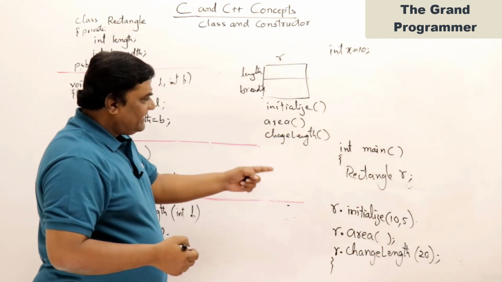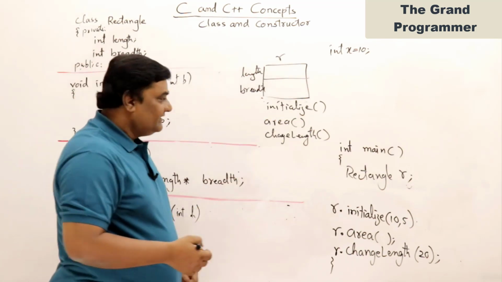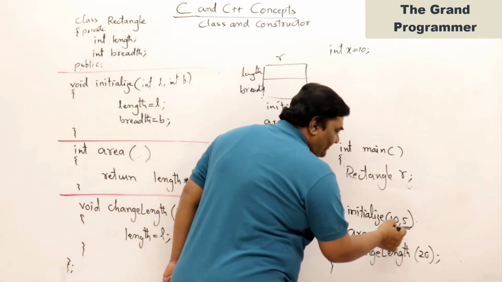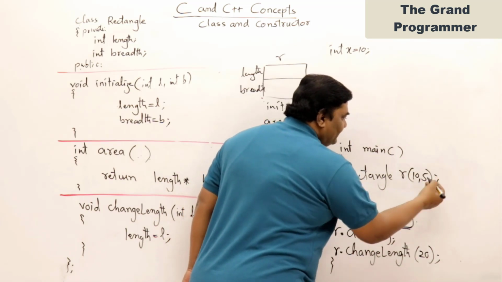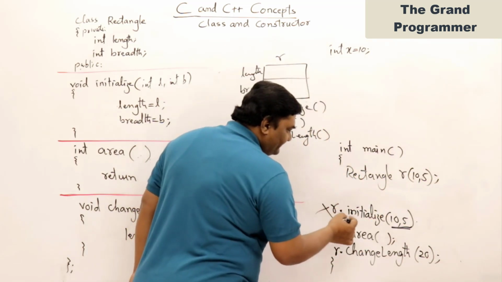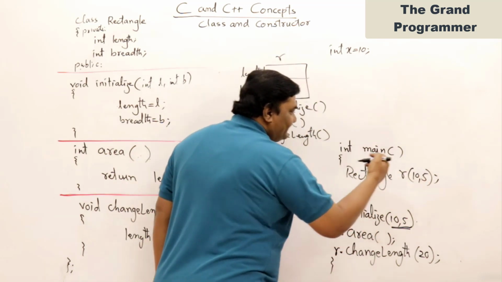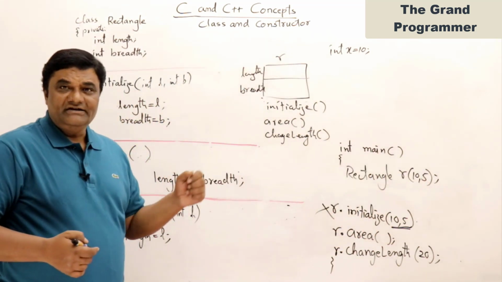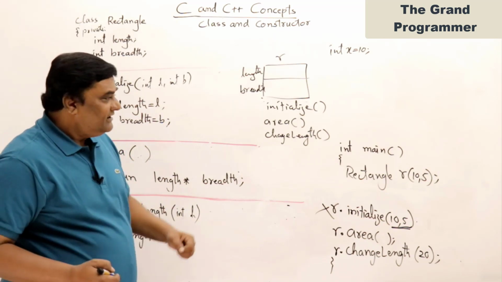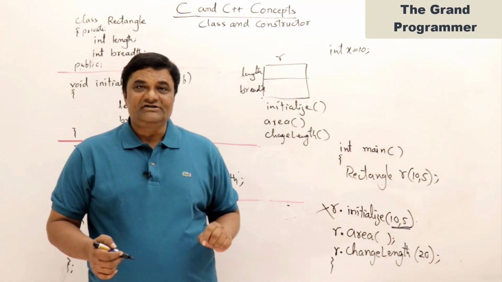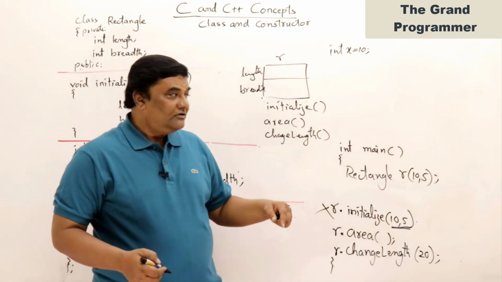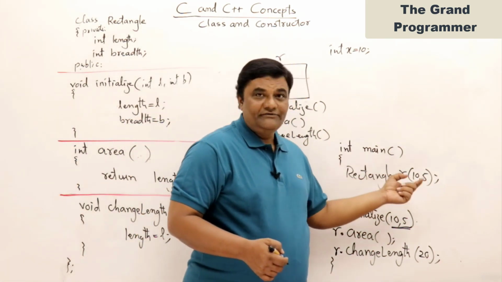So we prefer that the rectangle is also initialized at that time only. So instead of passing 10, 5 later on, we want to pass 10, 5 here only. We don't want this function. We want direct initialization at the time of declaration only. How is it possible? For that, I should have a function for initialization. But we want it to be called automatically at the time of creation of an object.